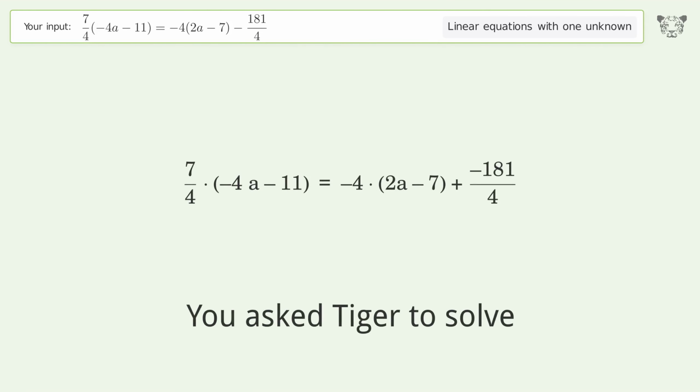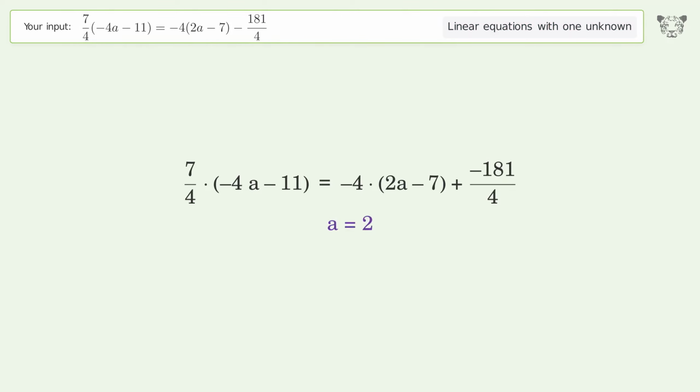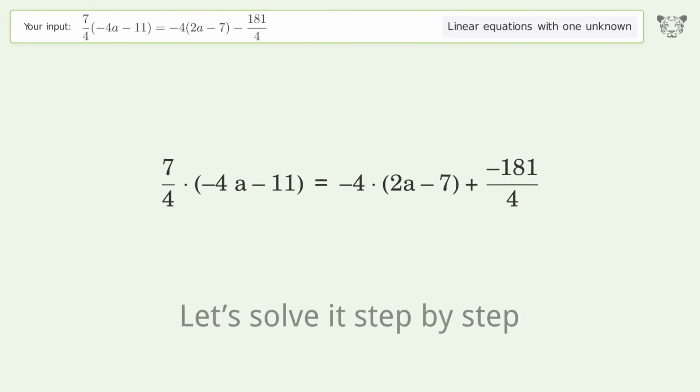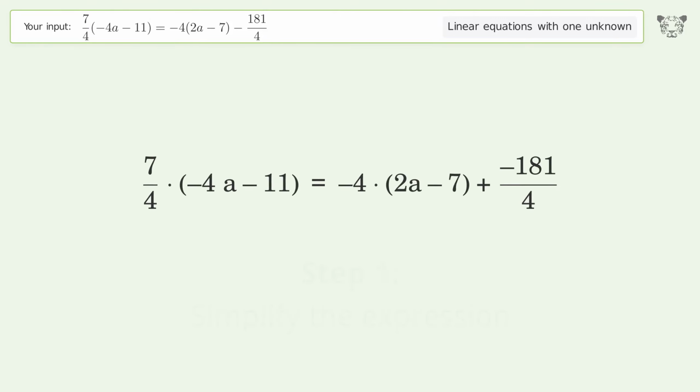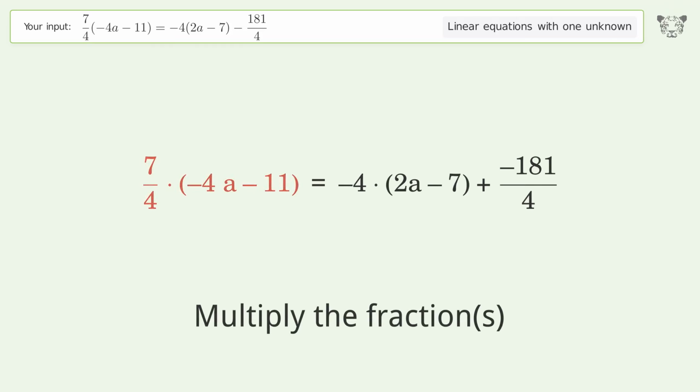You ask Tiger to solve. This deals with linear equations with one unknown. The final result is a equals 2. Let's solve it step by step. Simplify the expression. Multiply the fractions.